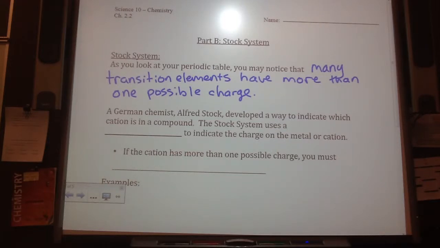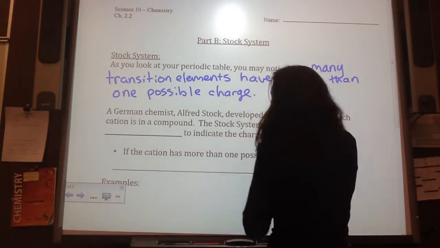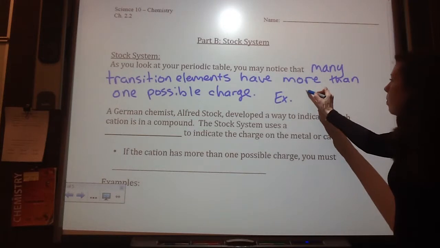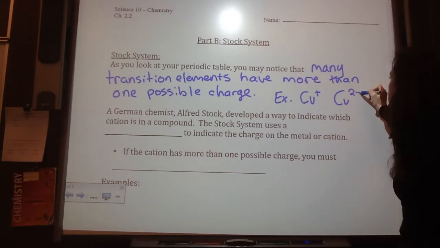So say, look at copper on your periodic table. That's number 29. What does it say the charge of copper's ions are? The multiple charges only start from period 4. So, for example, copper can either be copper 1 plus or copper 2 plus.